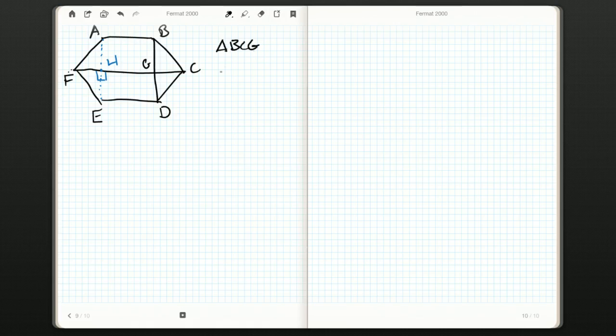BCG is congruent to DCG, and that's congruent to EFH. Okay. So we have a bunch of congruent triangles. Fantastic. Now, we have no idea what the side lengths are. Okay. So let's give a name to the side lengths.